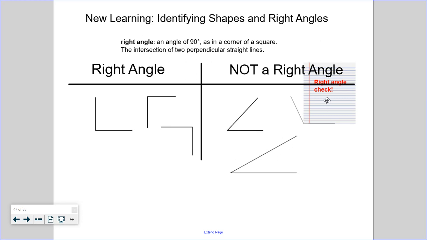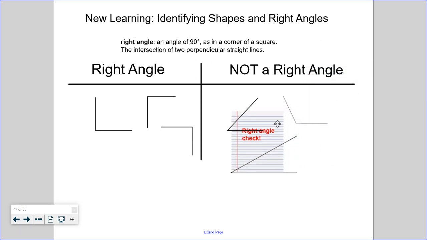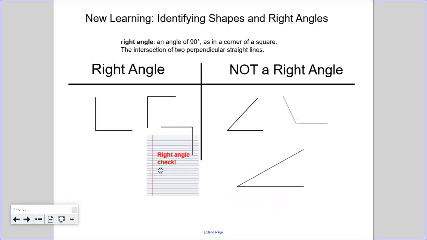Remember, we need to put the corner in the corner. Oop, wrong thing. No, no, no. I want this guy. Here we go. So I'm going to move the paper right here. Does this angle match the sides of this paper? No, so this is also not a right angle. So that's how you can use a piece of paper, or in this case, I have a picture of a piece of paper, to check some angles.